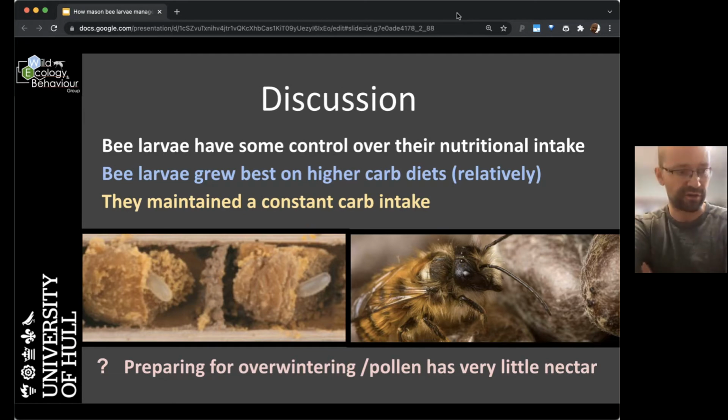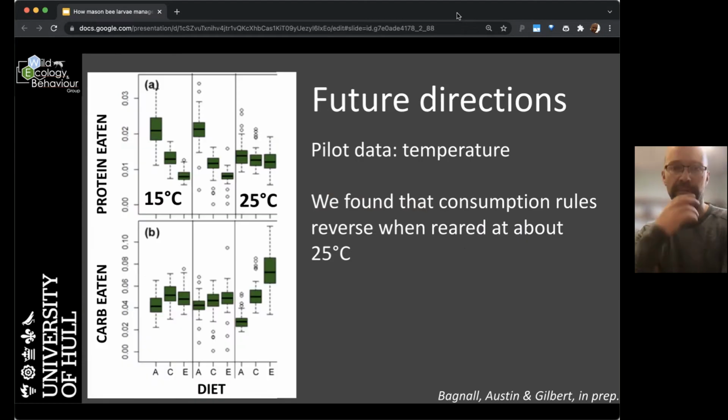Another reason they might pay attention to carbohydrate is because the pollen provisions have very, very little nectar in them in this species, so they need to make sure that they get enough carbohydrate. We have quite exciting pilot data that we're going to take to the future at different temperatures. It looks as though they maintain carbohydrate at low temperatures, but at high temperatures above 25 degrees C, they appear to switch, and instead they keep the protein constant and tolerate variation in carbohydrate.